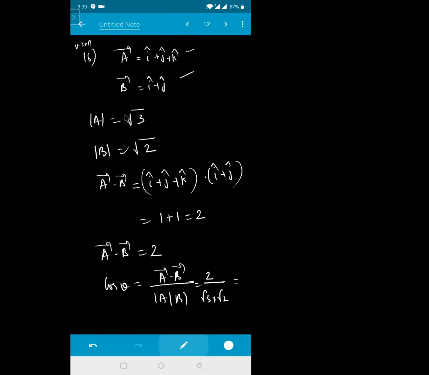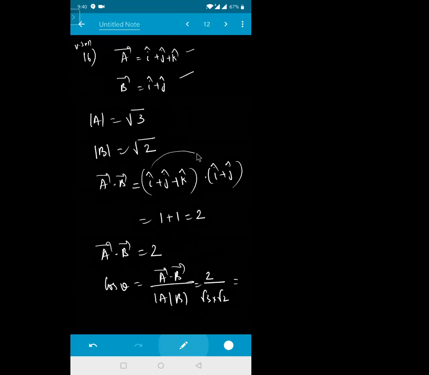So first I am calculating the magnitude. Magnitude of a is 1 square plus 1 square plus 1 square, that is root 3. Magnitude of b is 1 square plus 1 square, that is root 2. Then calculate a bar dot b bar. The value of a is i cap plus j cap plus k cap, and b is i cap plus j cap.